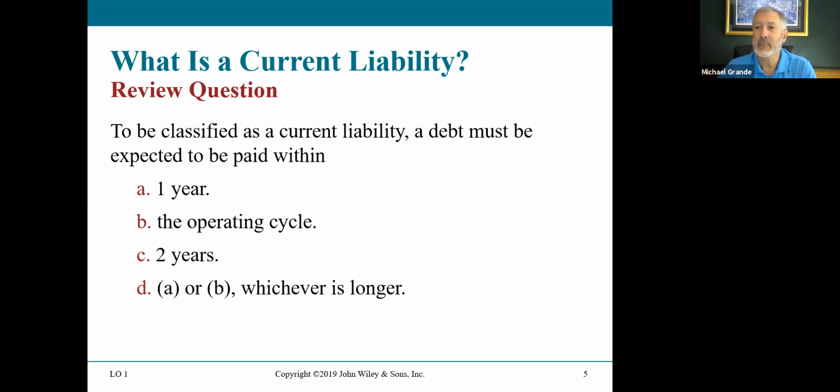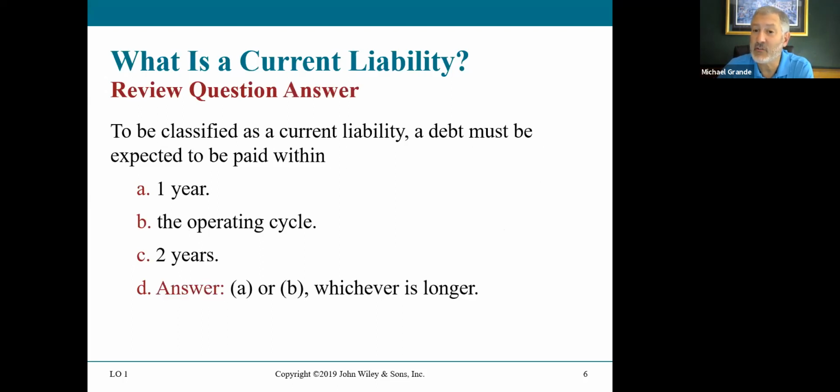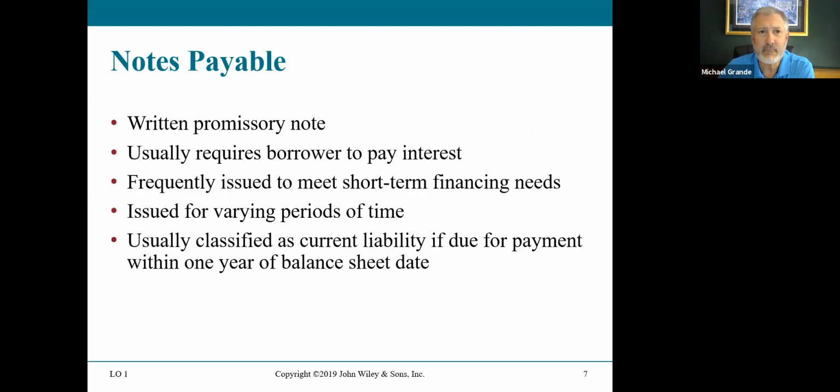Question for you: to be classified as a current liability, a debt must be expected to be paid, satisfied, within what? A, 1 year? B, the operating cycle? C, 2 years? How about D, A or B, whichever is longer, right? 1 year or the operating cycle.